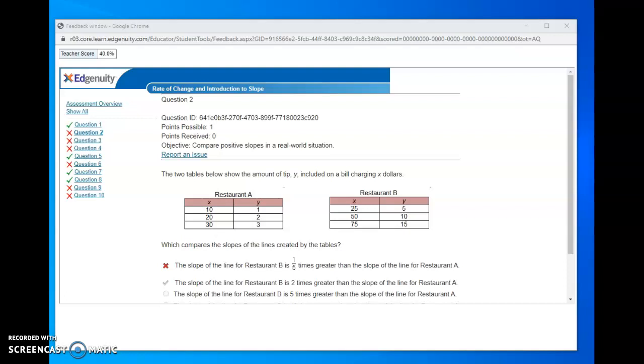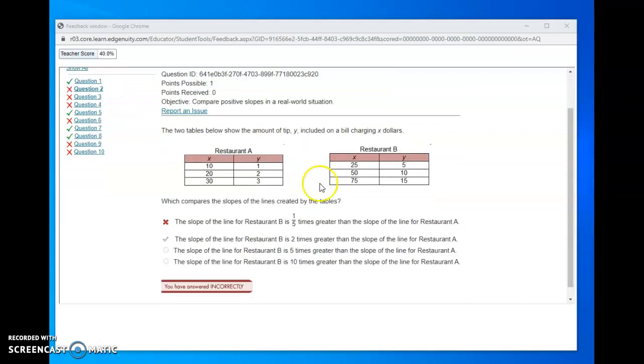I'm just going to go over a couple of these questions you got wrong in your quiz. So for rate of change in slope: the two tables show the amount of tip y included on a bill charging x dollars. Which compares the slopes of the lines created by the tables?